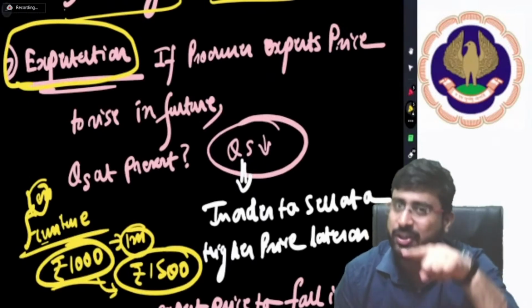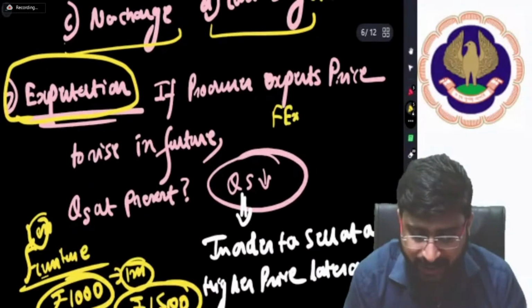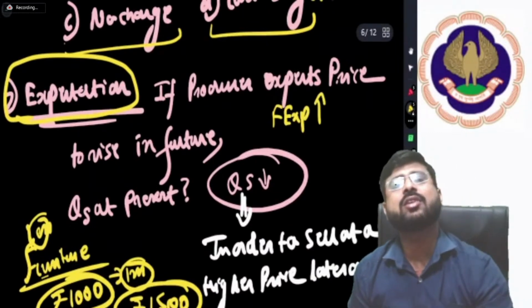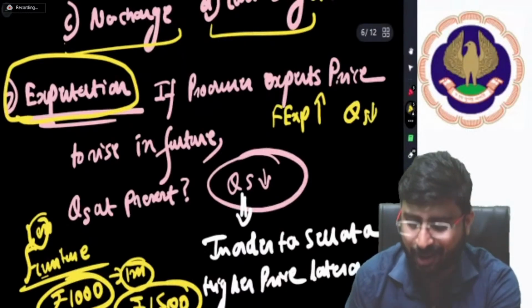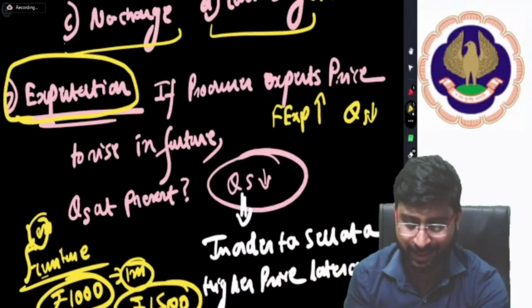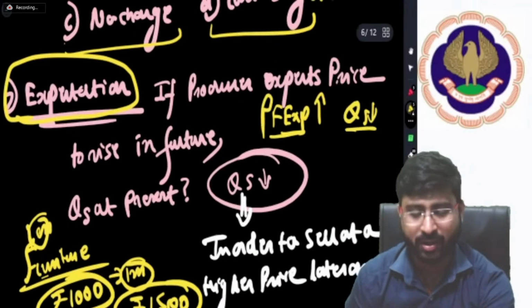So to sum it up, if the future expectation is that price will rise in the future, what will happen to quantity supplied? Quantity supplied will fall in the present. This is expectation of future price. This is the current quantity.